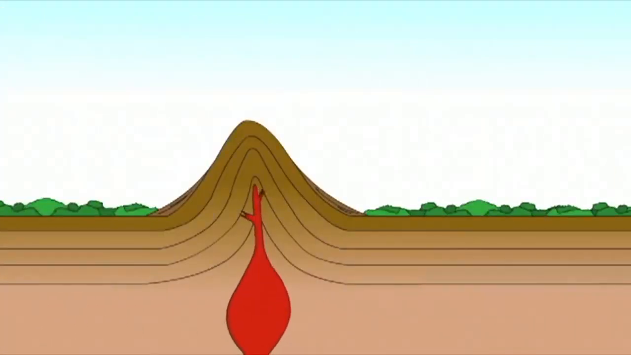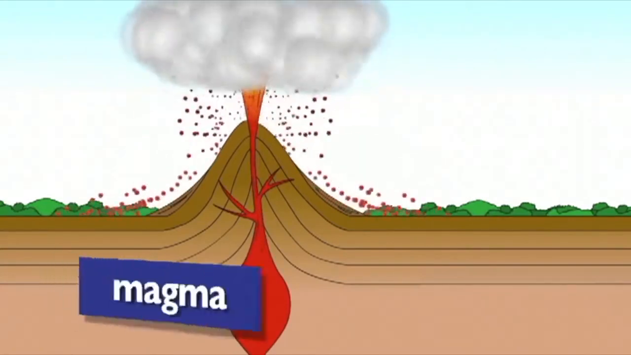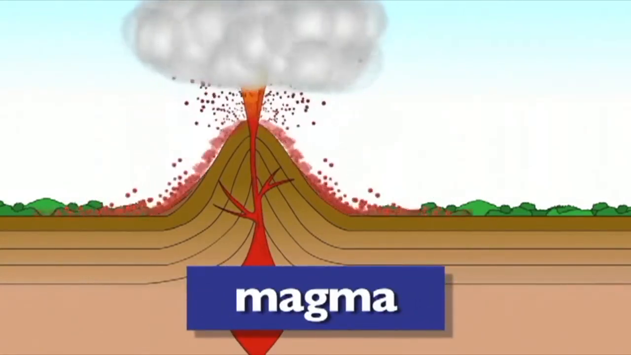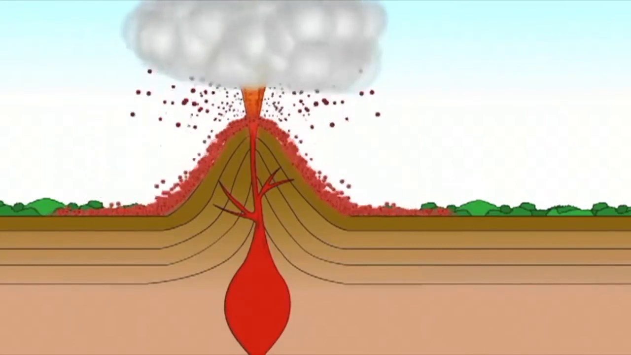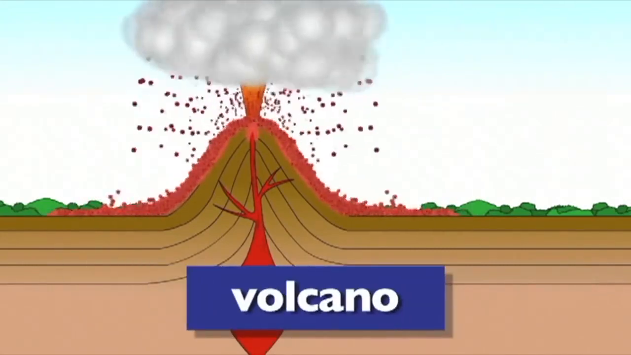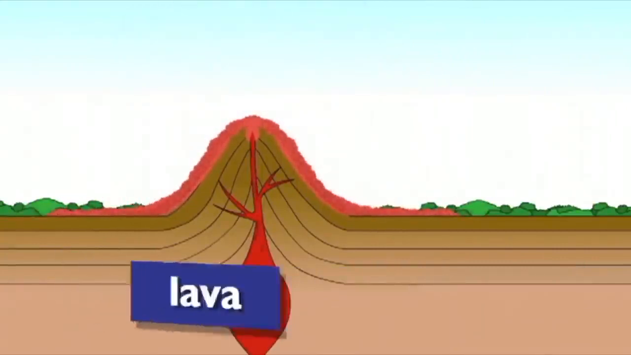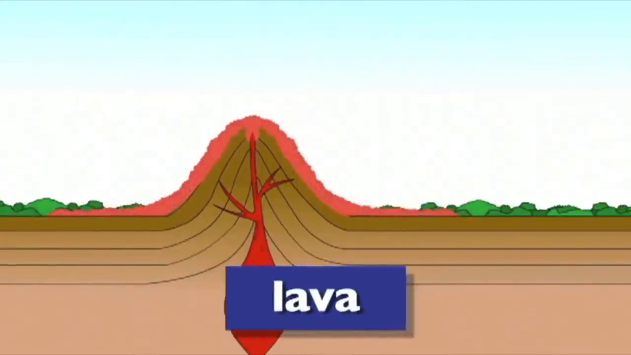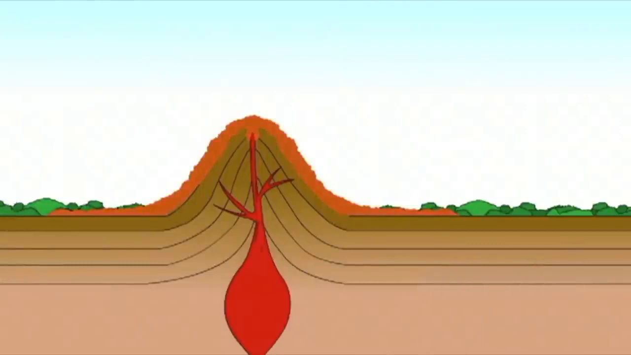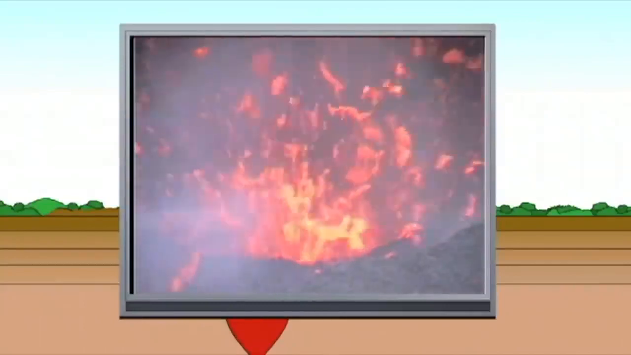Now, sometimes melted rock from deep inside the Earth, called magma, forces its way through the crust. We call this a volcano. When the magma oozes out of the Earth, we call it lava. As the lava cools, it turns to solid rock, and that's the beginning of a mountain. There are active volcanoes all over the world.